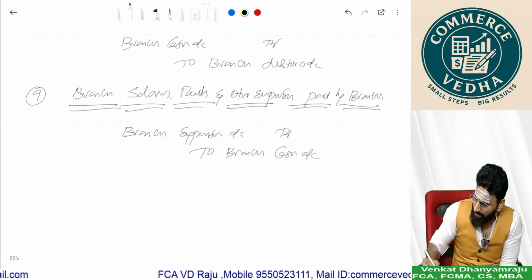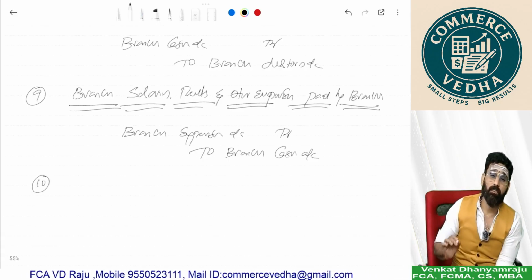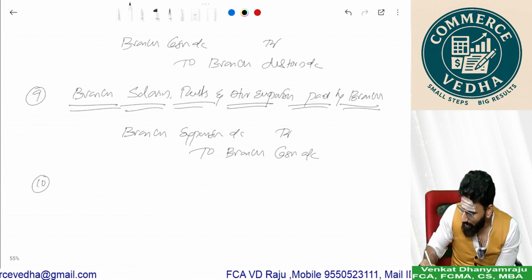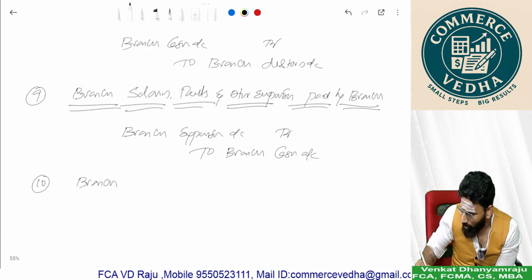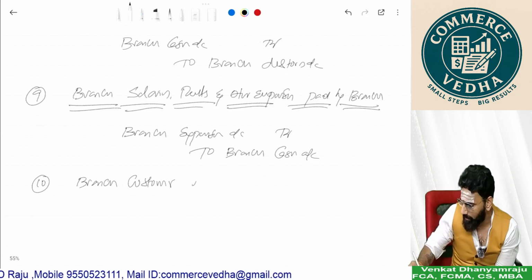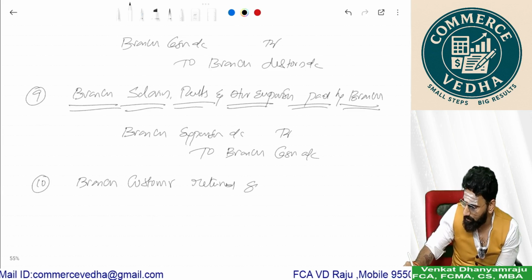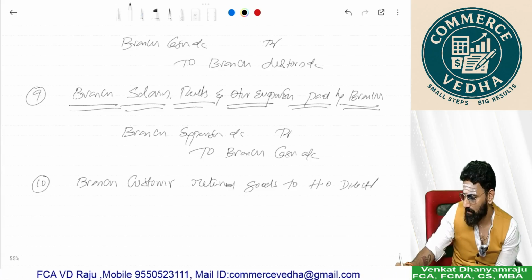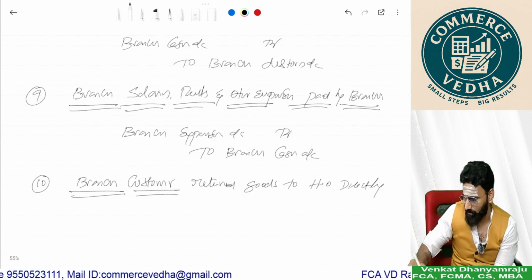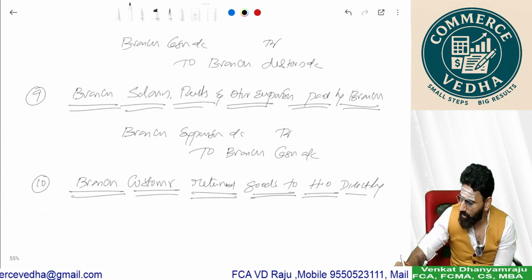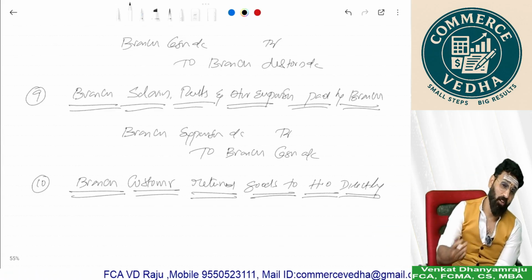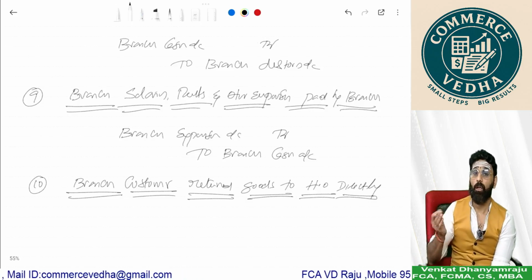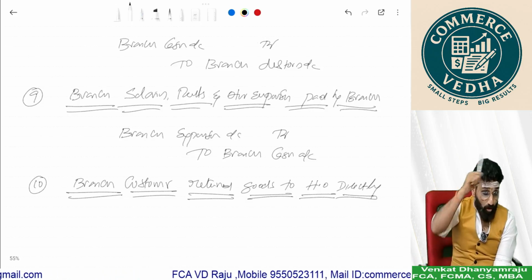Now in some cases, these additional transactions shall come. What are the additional transactions? Now branch debtor or branch customer returned goods to head office directly. Generally he should return back to branch, but he returned to head office directly. It means head office received the goods from the branch, right? In this case, it is not coming to branch stock, it is going to head office.